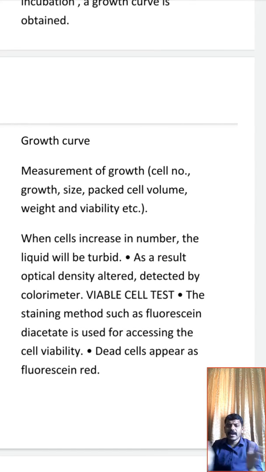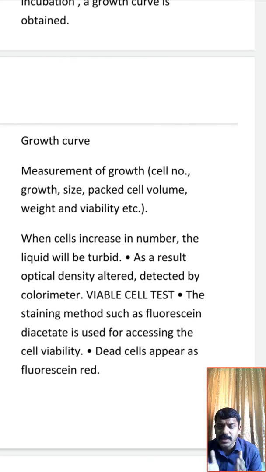So there are a few parameters. When the cell number increases, the liquid in the Erlenmeyer flask becomes turbid. So turbidity indicates cell numbers are increasing. As a result of more and more cells, there will be more and more turbidity, and this turbidity can be measured using a colorimeter. So the more the turbidity, the more newly formed cells.